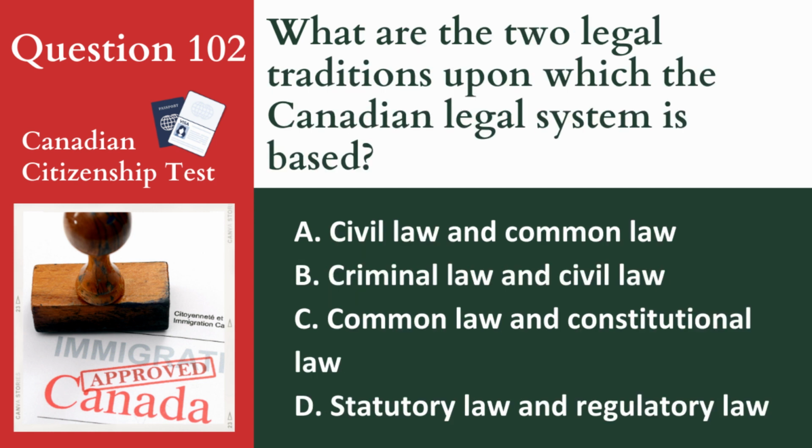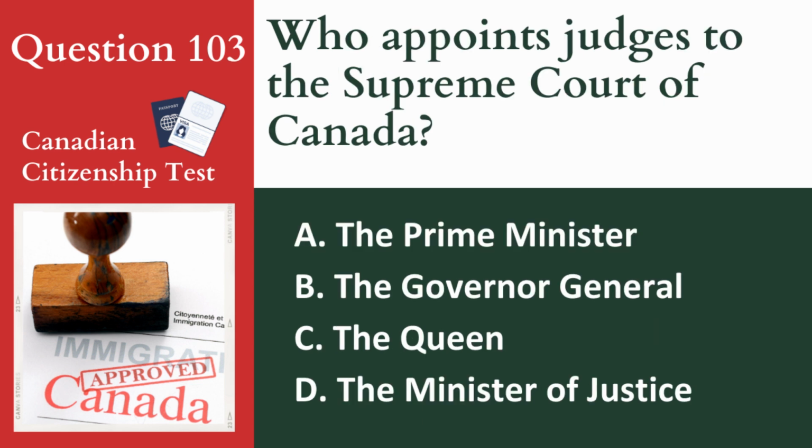Question 102. What are the 2 legal traditions upon which the Canadian legal system is based? A. Civil law and common law. B. Criminal law and civil law. C. Common law and constitutional law. D. Statutory law and regulatory law. Answer. A. Civil law and common law. Canada's legal system is a bijural one, with civil law in Quebec and common law in the rest of the country.